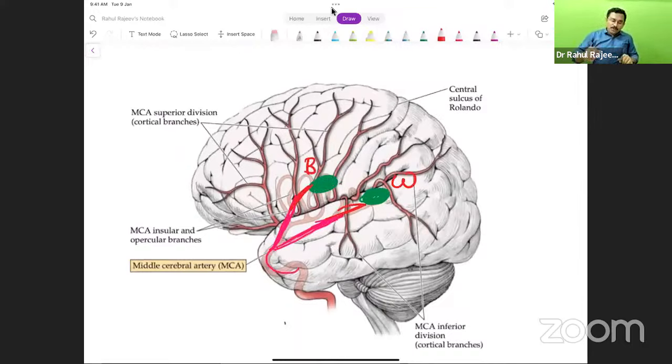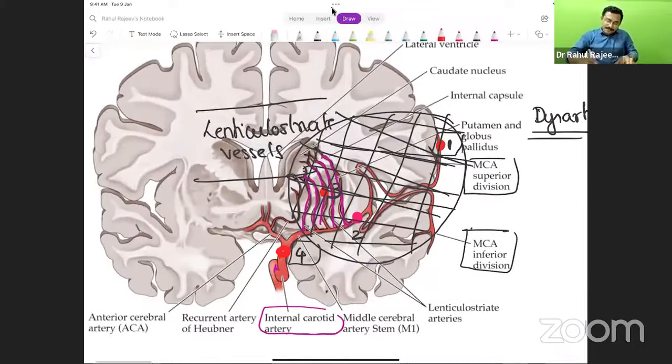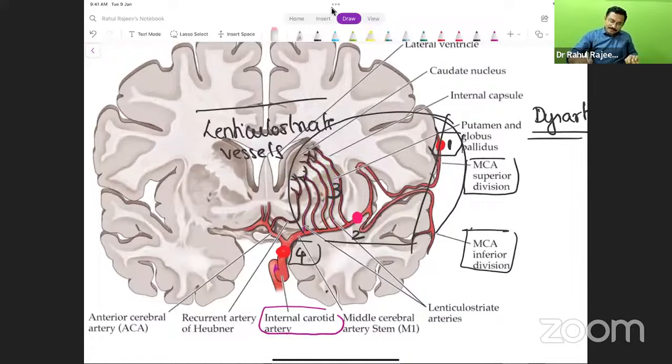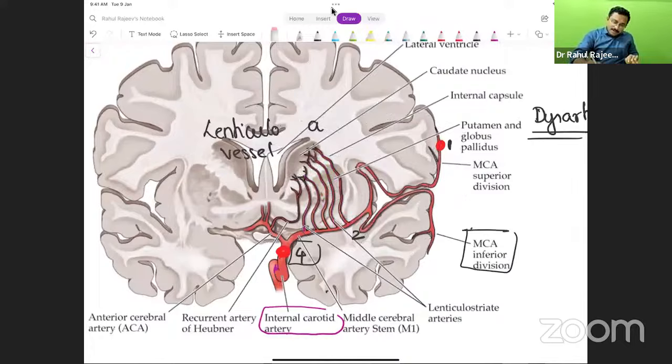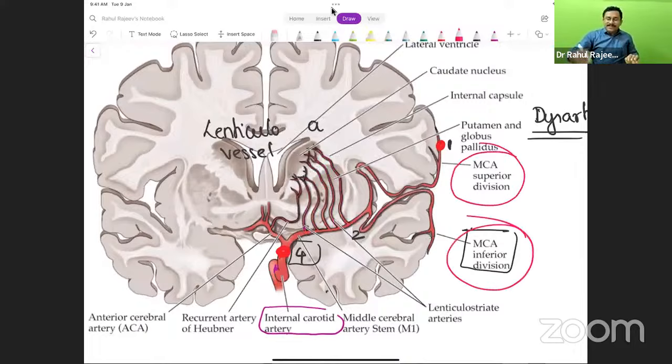Wernicke's area. So if there is a stroke that involves the dominant hemisphere superior MCA division, the patient has to have a Broca's aphasia. If the patient has a stroke involving the inferior division, then... wait, let me just show you. You look at this MCA superior division, MCA inferior division. So MCA inferior division should produce Wernicke's aphasia. MCA superior division should produce Broca's aphasia.